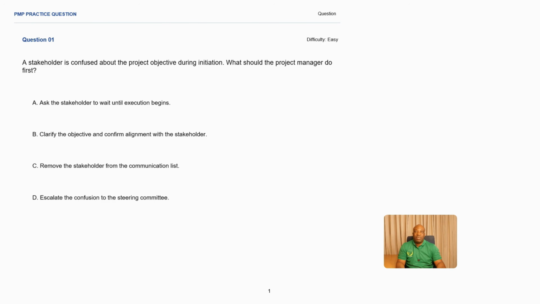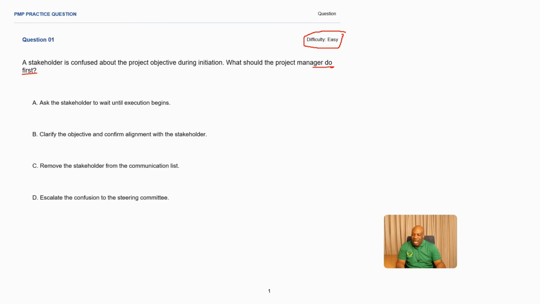Practice question number 1. A stakeholder is confused about project objectives during initiation. What should the project manager do first? Okay. So the important point here is, what should the project manager do first? I consider this question in terms of difficulty to be a bit on the easy side, because a stakeholder is confused about the project objective during initiation. What should the project manager do first?